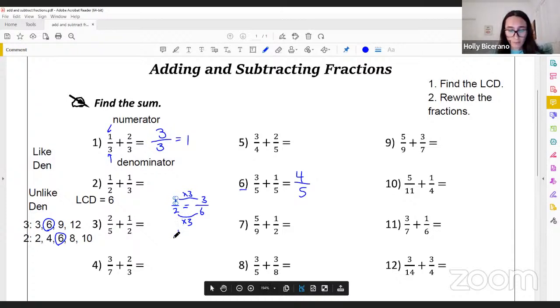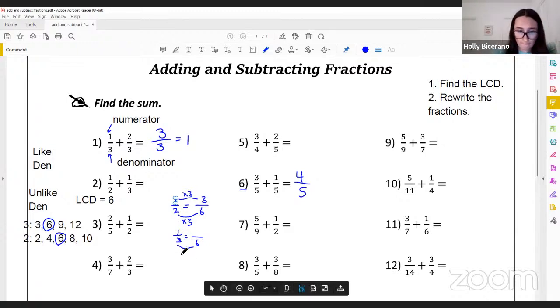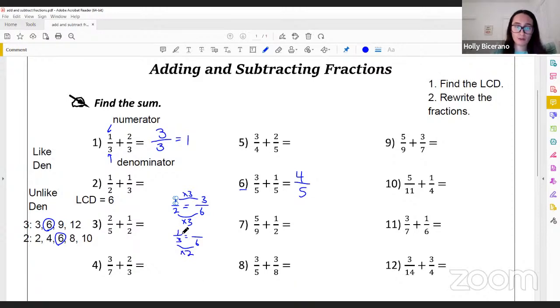And we do the same with the 1/3. We set it equal to some fraction over 6. And we say, what do we multiply 3 by to get 6? We multiply it by 2. So then we would also multiply the 1 on top by 2. That gives us 2 over 6.